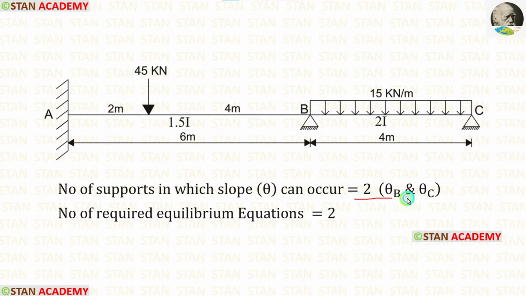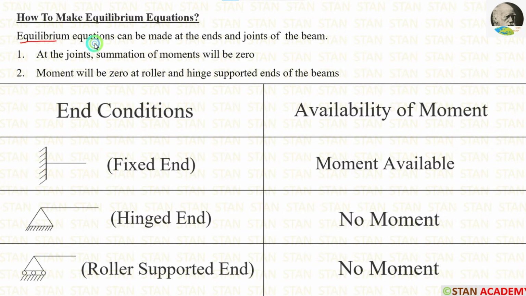To find out these two unknowns, we need two equilibrium equations. Let's see how to make the equilibrium equations. Equilibrium equations can be made at the ends and joints of the beam. At the joints, the summation of the moments will be 0 and moment will be 0 at roller and hinge supported ends of the beams. So, in two ways, we can make the equilibrium equations. In the joints, the summation of the moments will be 0. Then we can look at the end conditions.